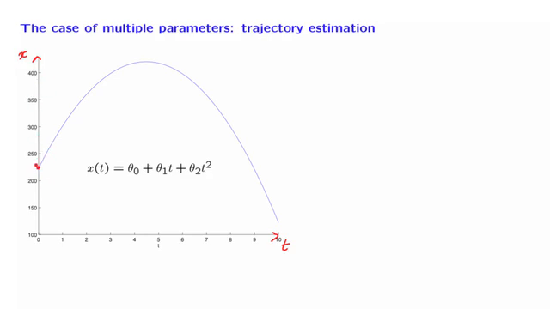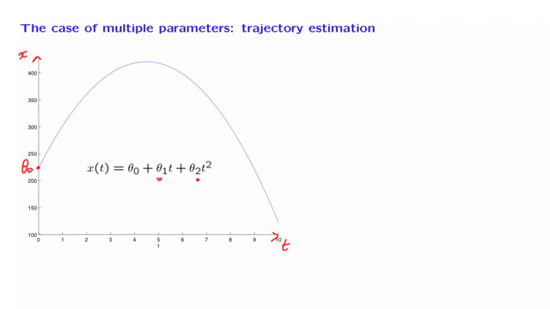The ball initially is at a certain location, at a certain height, theta 0. It is thrown upwards and it starts moving with some initial velocity, theta 1. But because of the gravitational force, it will eventually start going down. So this parameter theta 2, which will actually be negative, reflects the gravitational constant.